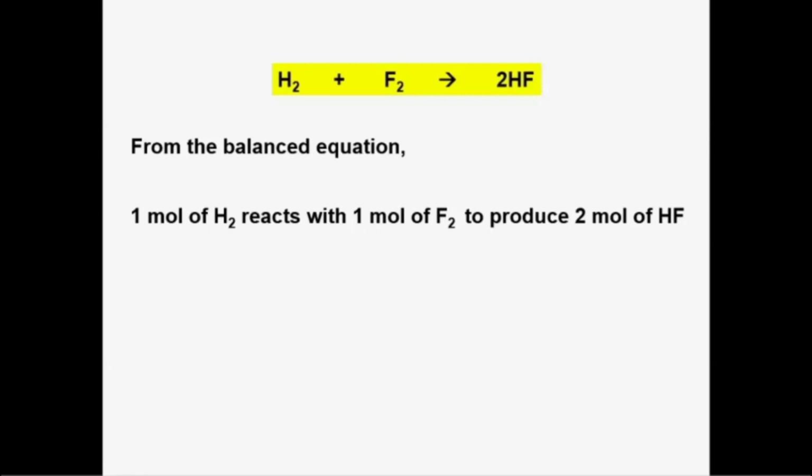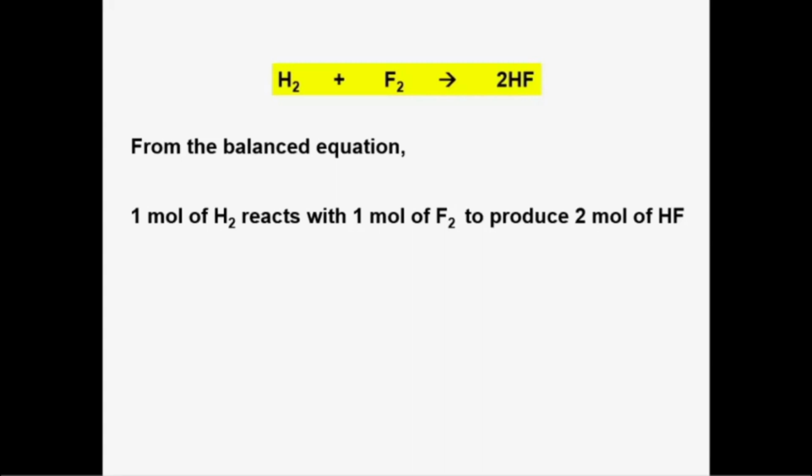So this is based on the stoichiometric relationship in this reaction. It means that if you have 1 mole of hydrogen and 1 mole of fluorine, the reaction will be completed, and we are going to get 2 moles of hydrogen fluoride and no more reactants left. What happened to hydrogen and fluorine? Both of them were completely reacted, so no more reactants left.